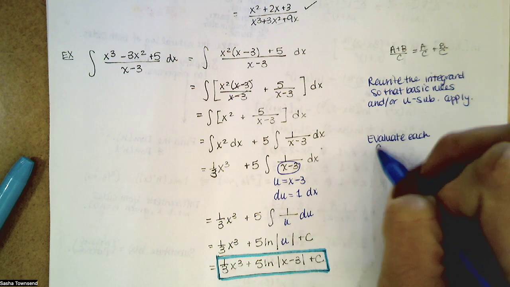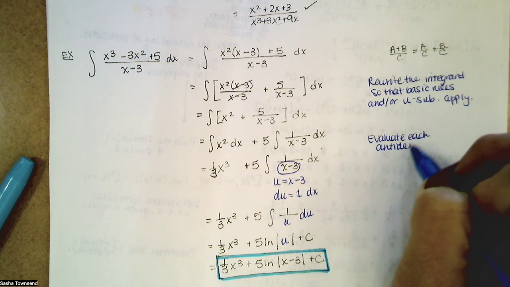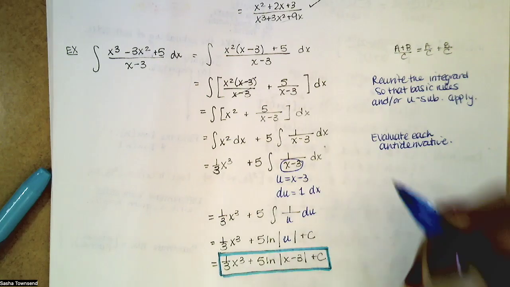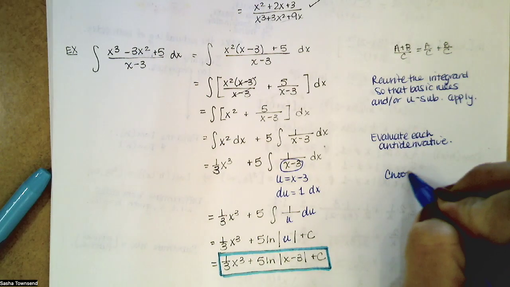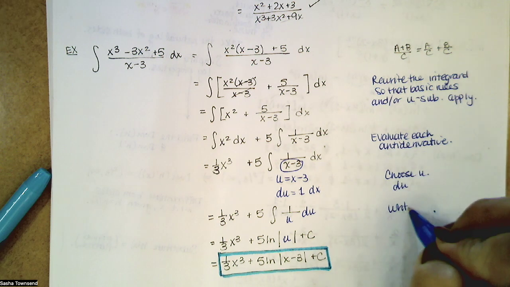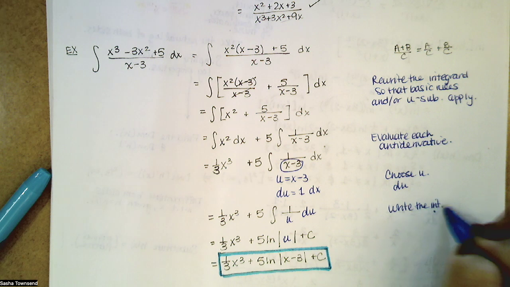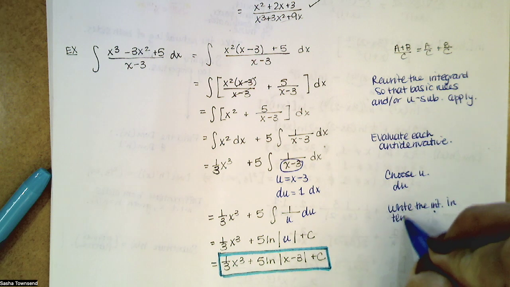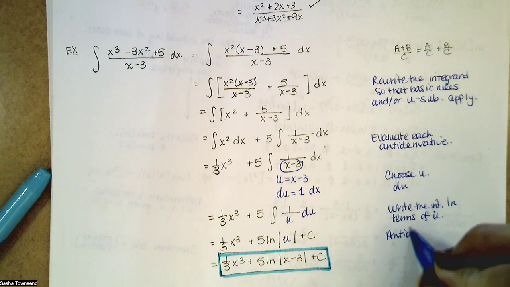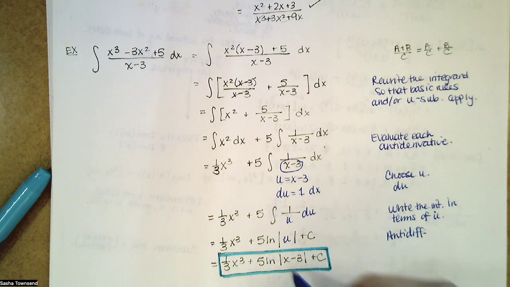Or we can call them antiderivatives. And then for the u-substitution, you choose u. You compute du, write the integral in terms of u. Anti-differentiate in terms of u. And then back substitute, u is x minus 3.